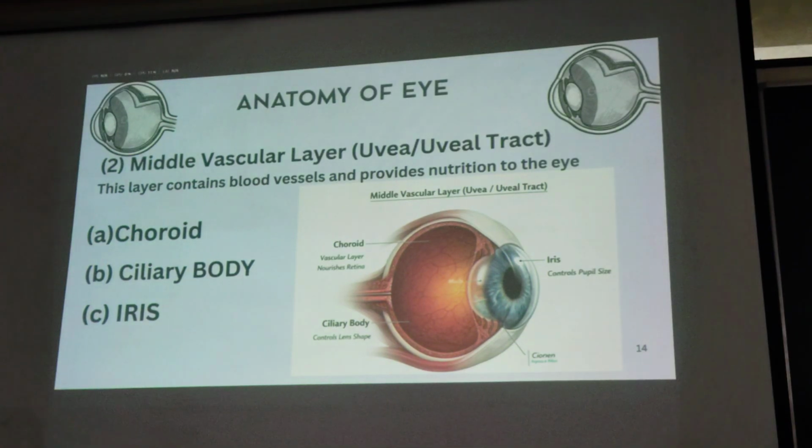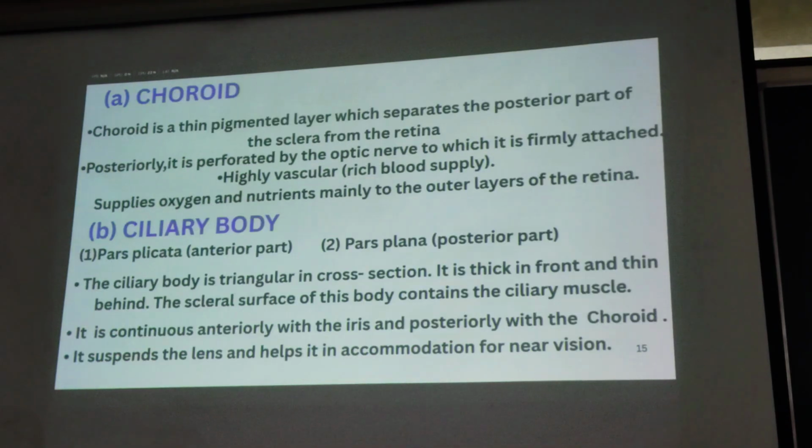Uveal tract is the middle vascular layer of the eye located between the sclera and retina. This layer contains blood vessels and provides nutrition to the eye. The parts of uveal tract: first, choroid; second, ciliary body; and third, iris. Choroid is a thin pigmented layer which separates the posterior part of the sclera from the retina. Posteriorly, it is perforated by the optic nerve to which it is firmly attached. This highly vascular layer supplies oxygen and nutrients mainly to the outer layer of the retina.